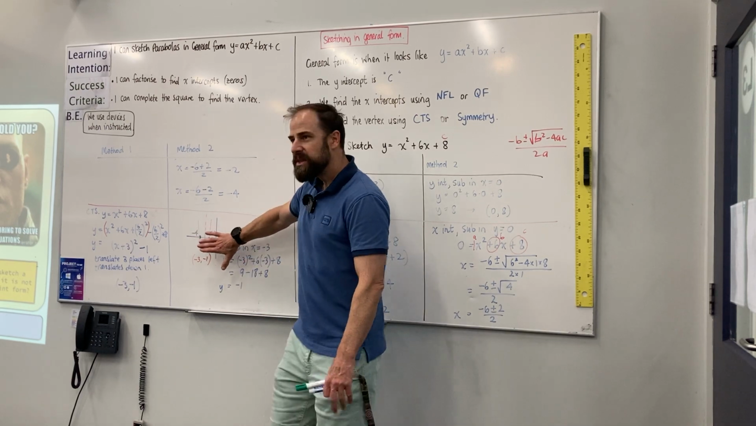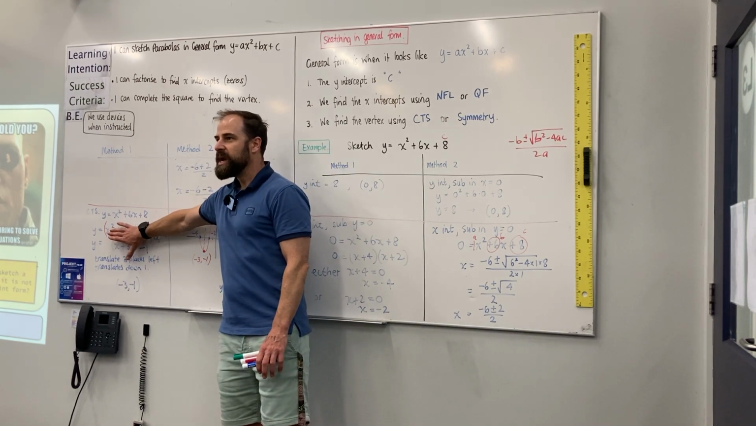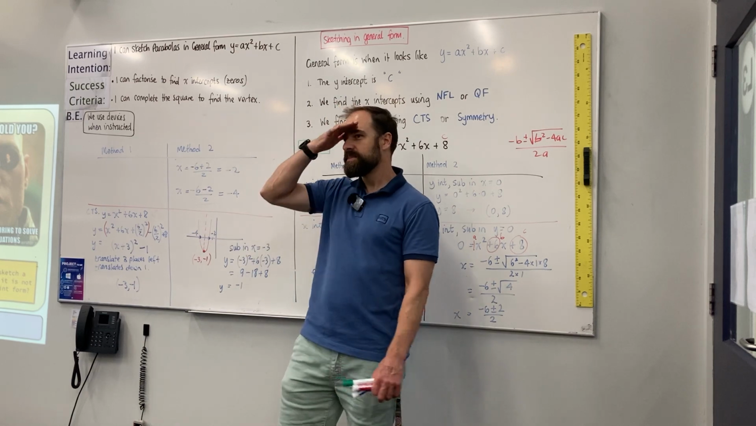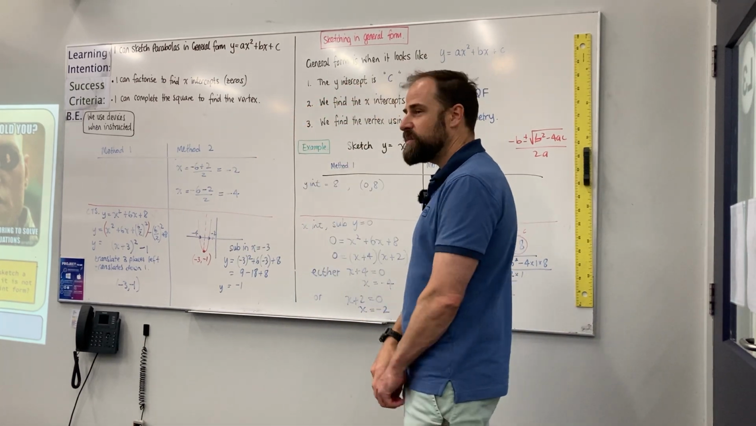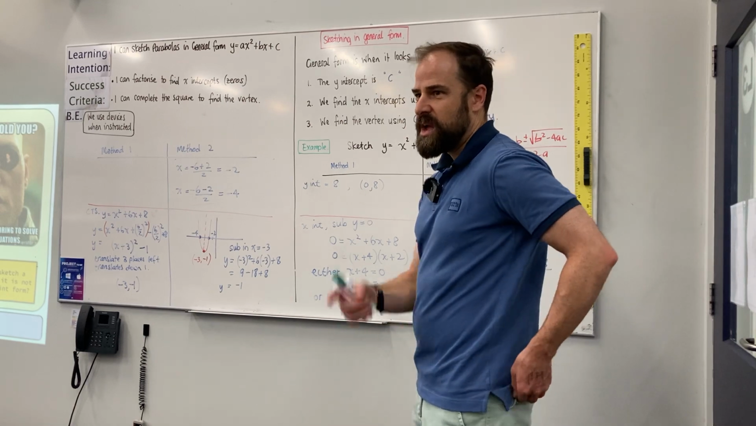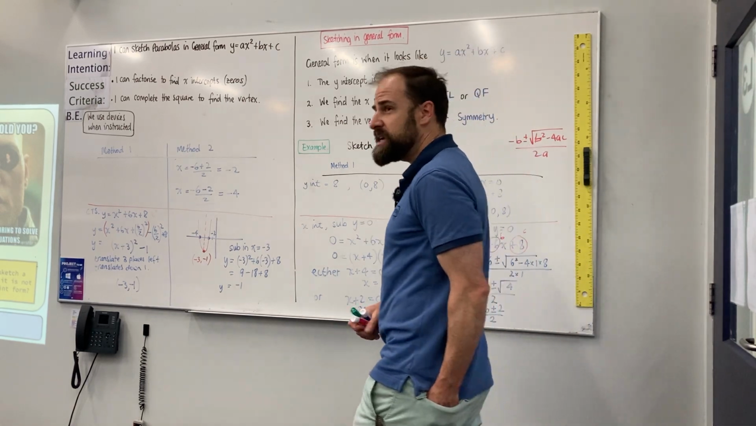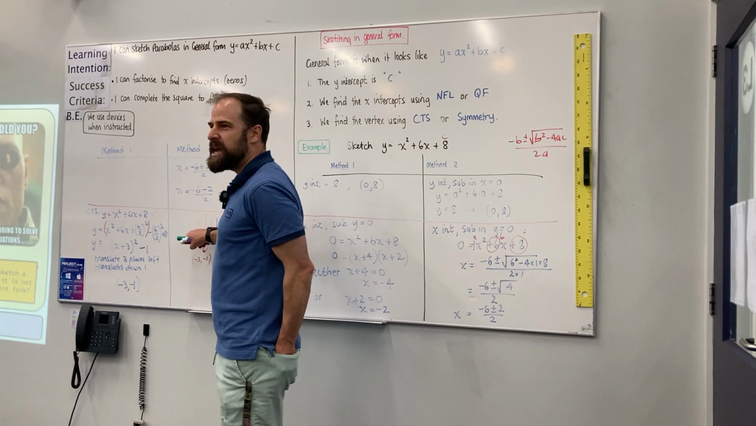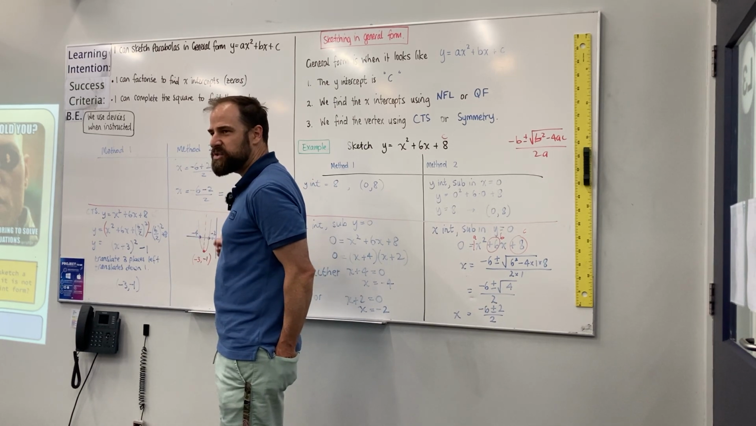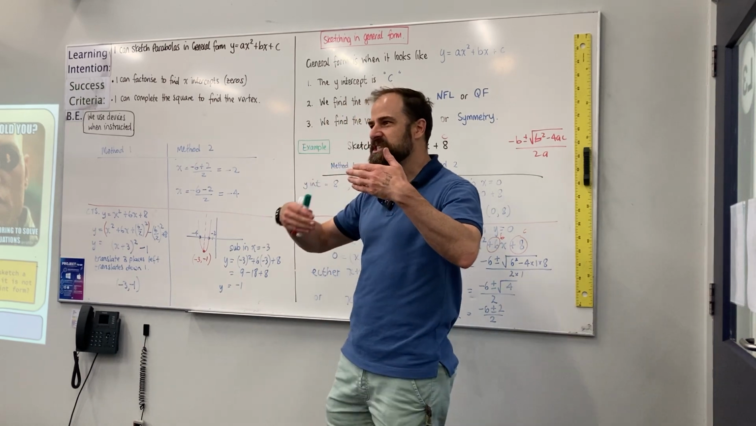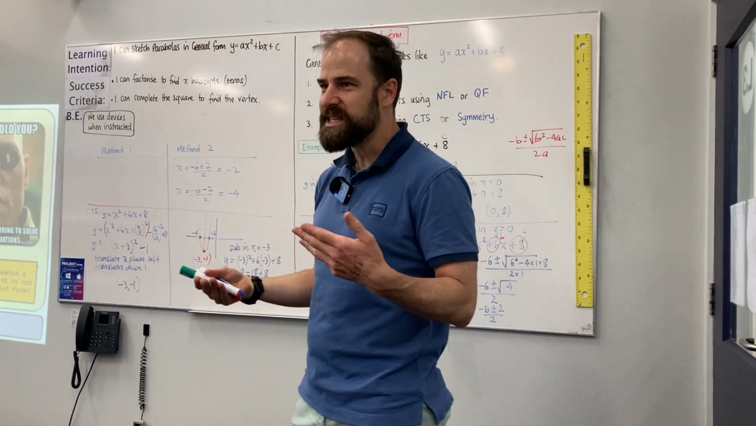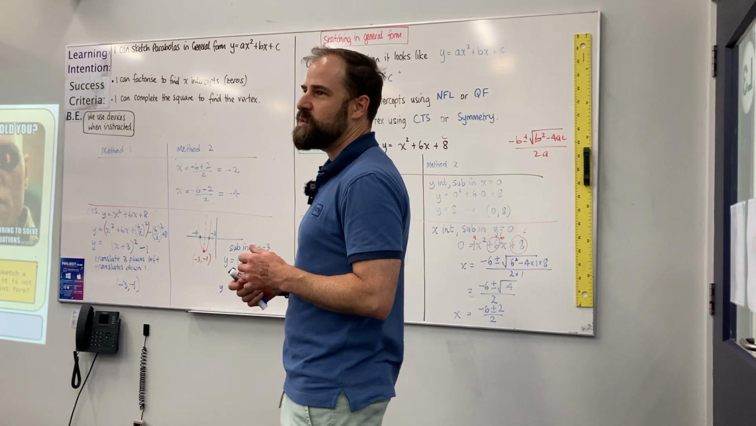So, which method would you choose? Completing the square or symmetry? For this question, which one would you use? I probably would have used symmetry because these are nice, easy numbers to find the middle of, and it's not too hard to substitute in x equals -3. When I start getting fractions and surds and all sorts of weird stuff, sometimes the completing the square method's easier.